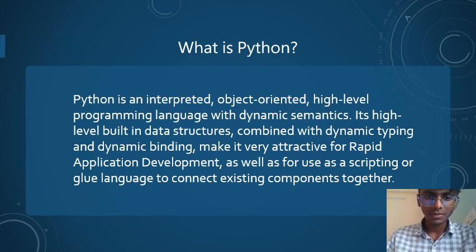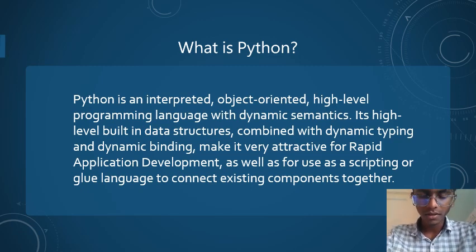Python is an interpreted, object-oriented, high-level programming language with dynamic semantics. Its high-level built-in data structures, combined with dynamic typing and dynamic binding, make it very attractive for rapid application development, as well as for use as a scripting or glue language to connect existing components together. This is the explanation of what is meant by Python.